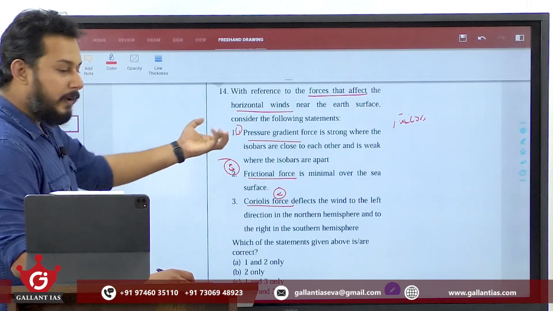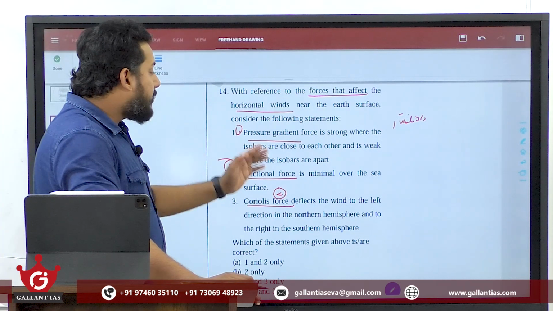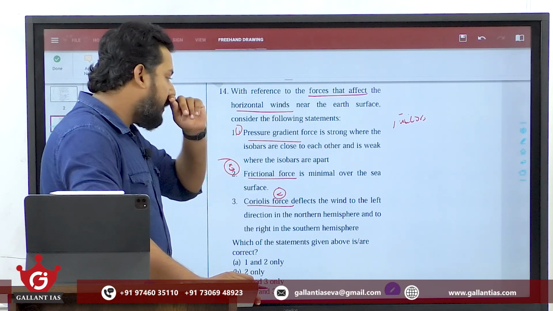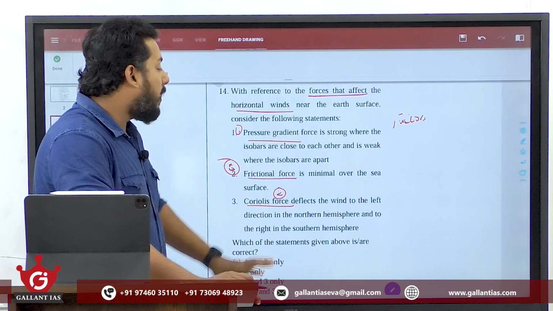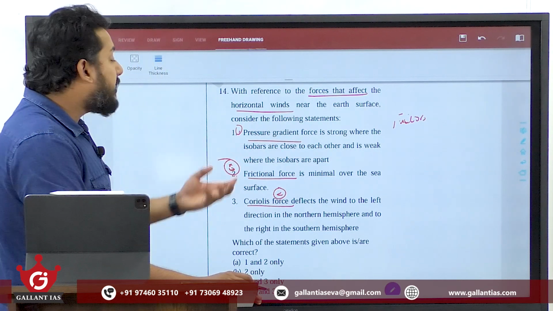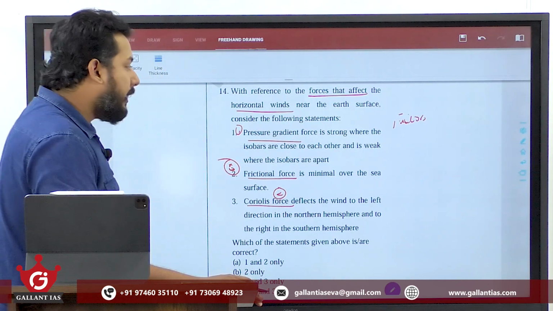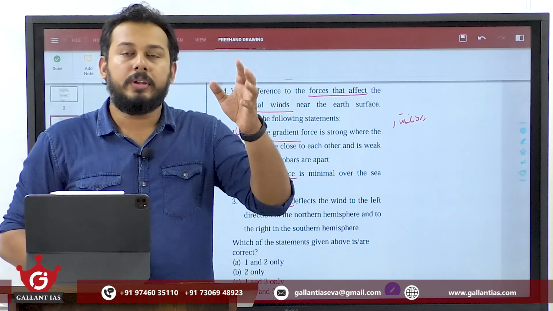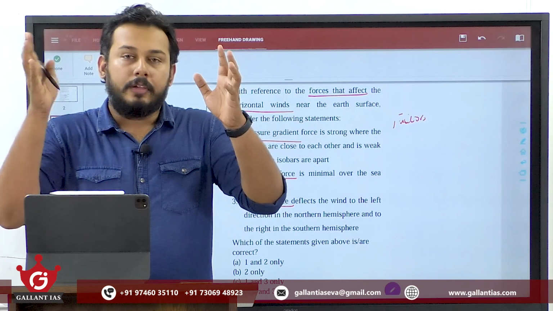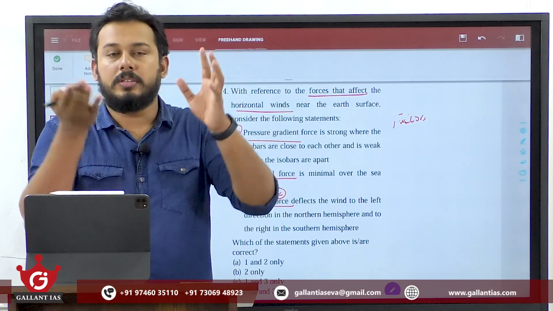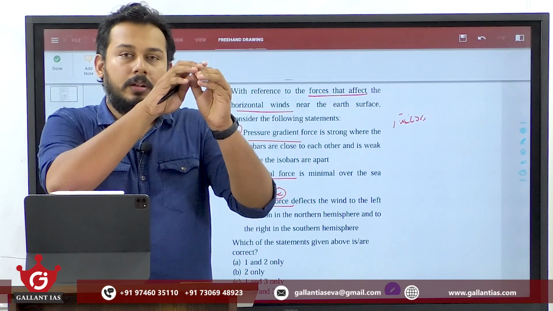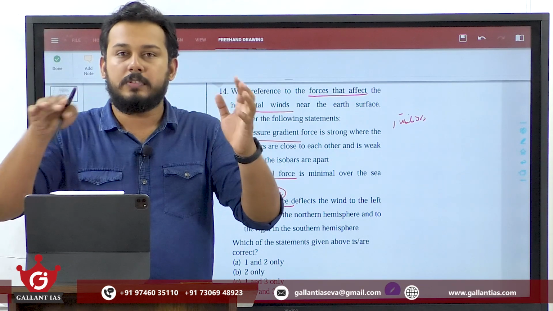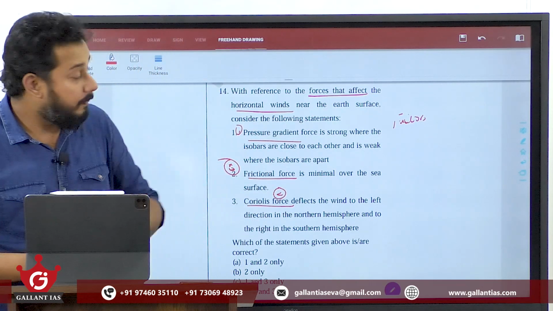So we will see the first statement says that pressure gradient force is strong where isobars are close to each other and weak where isobars are apart. Pressure gradient basically means rate of change of pressure. Like if you have point A, if you have point B, if the distance between point A and point B is 10 kilometers, the pressure gradient is the difference of these pressure at these 2 points divided by the distance between them. So that is the rate of change of pressure.